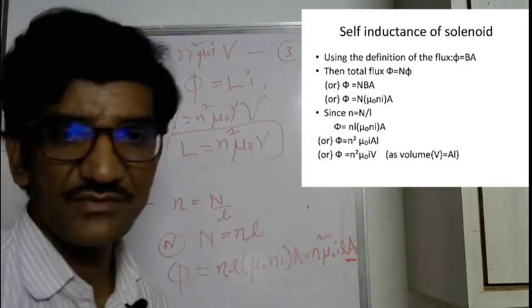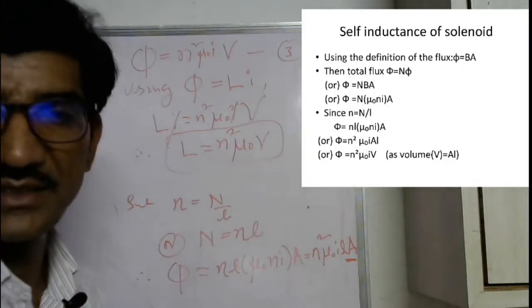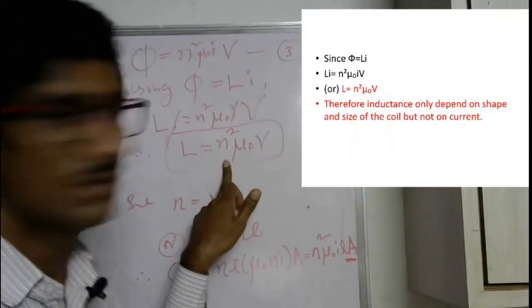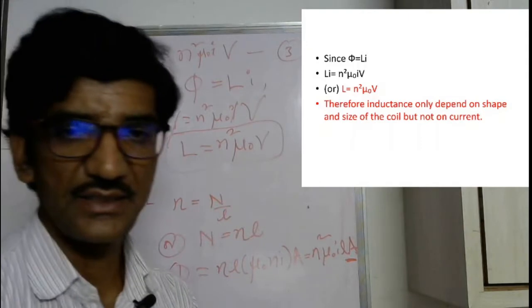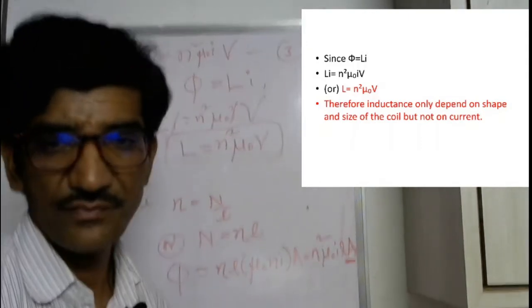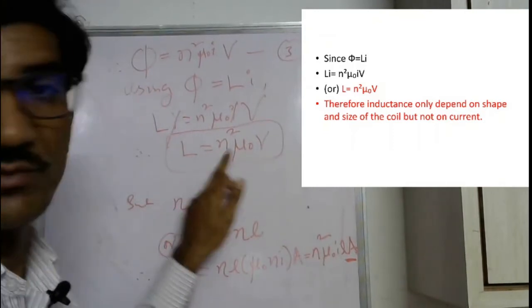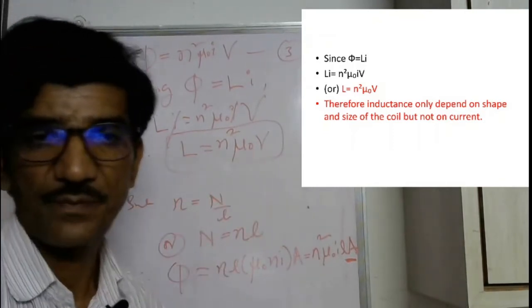So what is the expression for the self-inductance of the solenoid? So what is L here? N squared mu naught V. What is L here? N squared mu naught V.